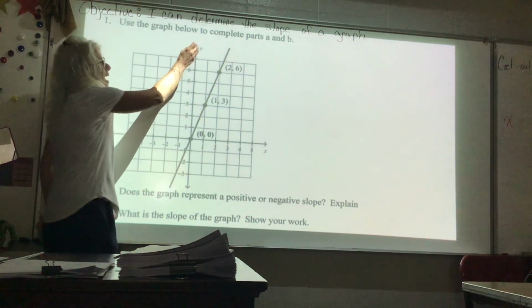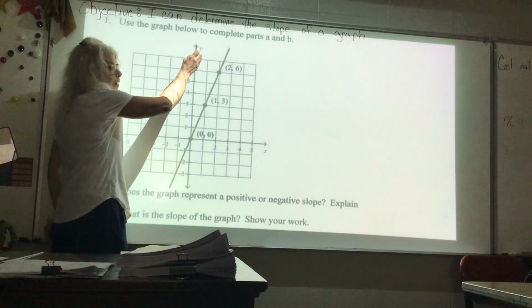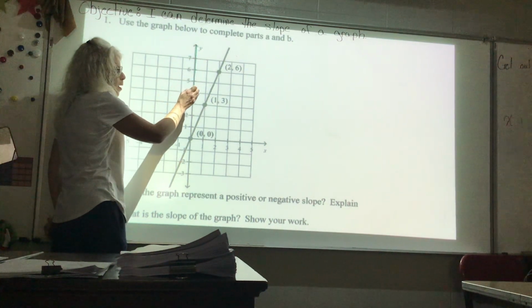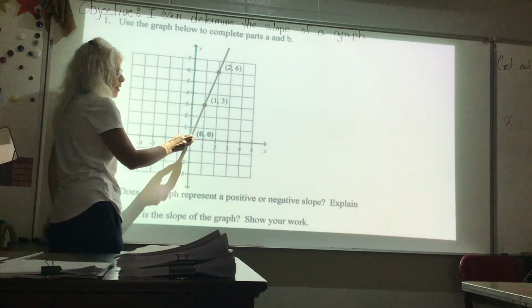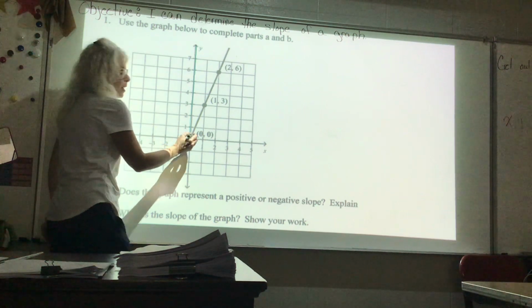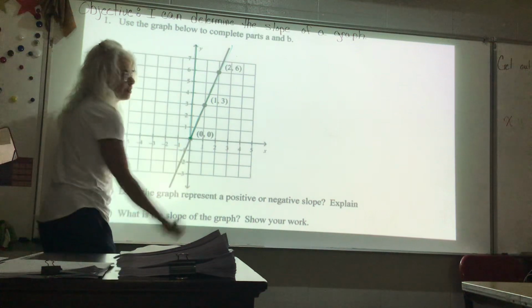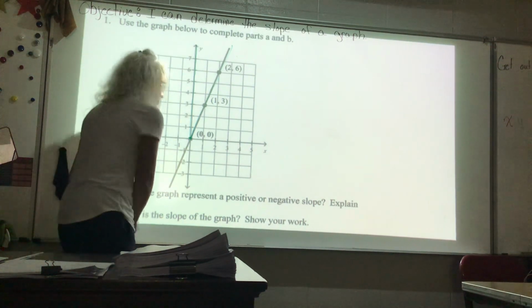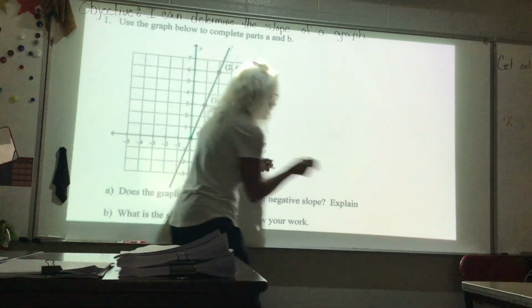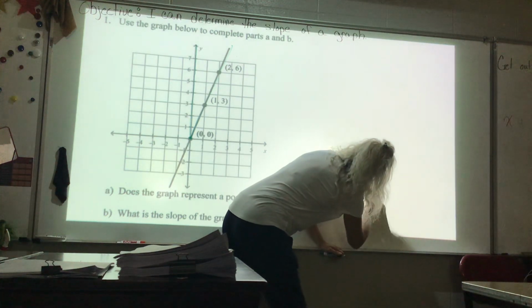So I'm going to go down the y-axis. You don't have to do this. I'm going to go down the y-axis until I get to the starting point. Right there's the starting point, right? From there, does it point up to the right or down to the right? Up to the right. So this has a positive slope.